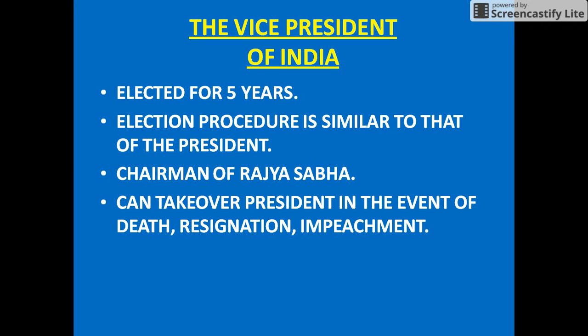And the vice president is the chairman of Rajya Sabha. He can take over from the president in the event of death, resignation, and impeachment. See, if anything eventually occurs, suppose the president dies, or resigns, or is removed through impeachment. You might have heard about impeachment. Impeachment is a process under which the president can be removed with the majority of the houses. Okay, so in those cases, the vice president can immediately take over. Okay, let's move to the next slide.